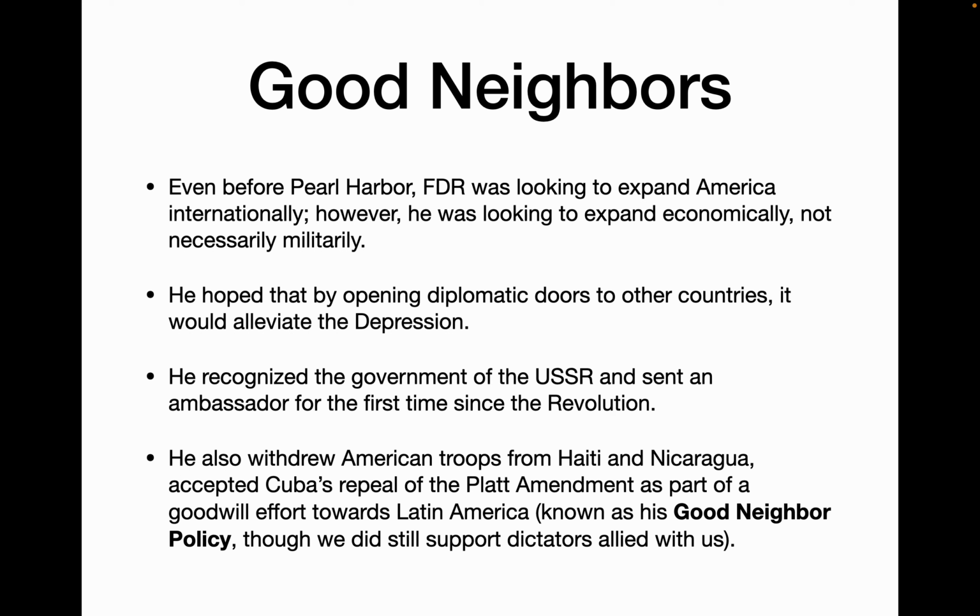So, for instance, he did a couple things that were trying to open diplomatic doors to other countries. First of all, he actually recognized the USSR as a legit government. He even sent an ambassador there, and they sent one to us. First time since the Russian Revolution. He also got rid of American troops in Haiti and Nicaragua. He got rid of the Platt Amendment in Cuba, or at least allowed it.